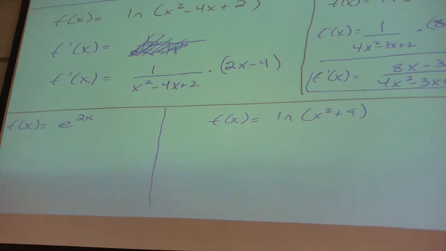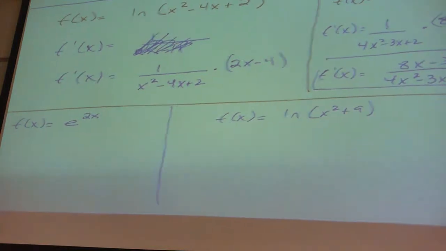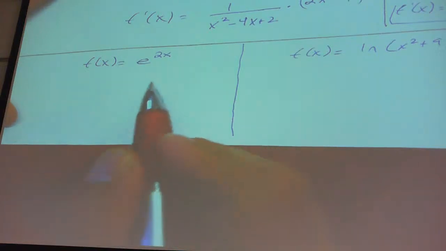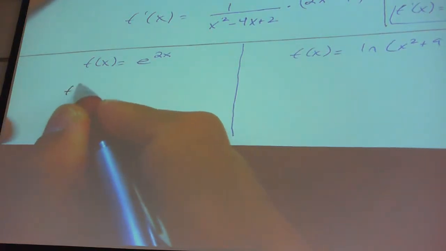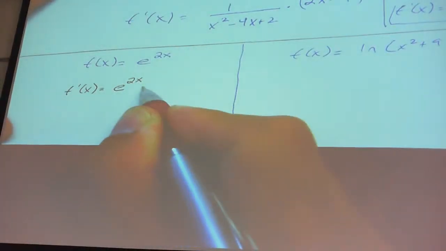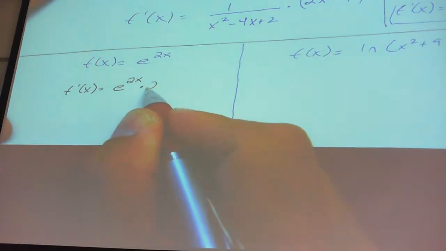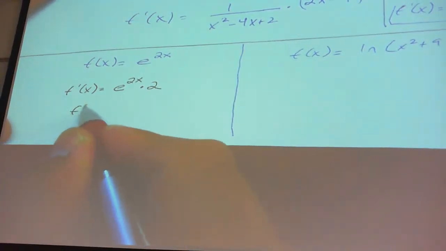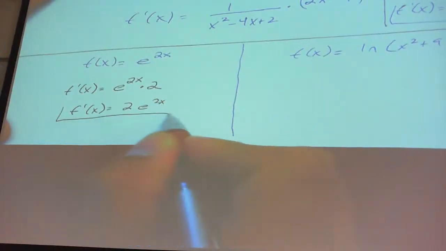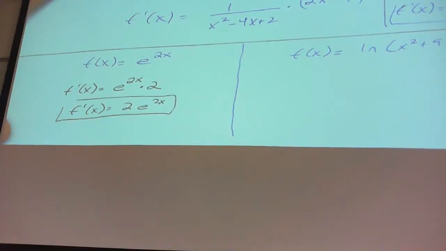Okay, so again, one at a time. So if I had e to the 2x, step 1, rewrite it. Step 2, what's the derivative of 2x? 2. So I put the final answer as 2 e to the 2x. Either way is correct. I just think that looks a little nicer. Questions on that one? Next one.